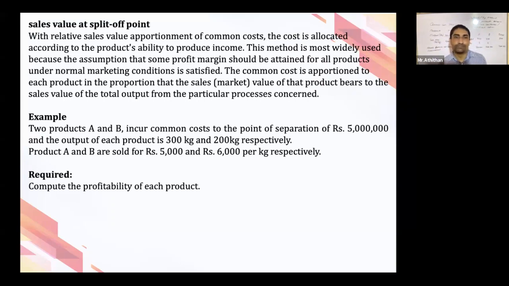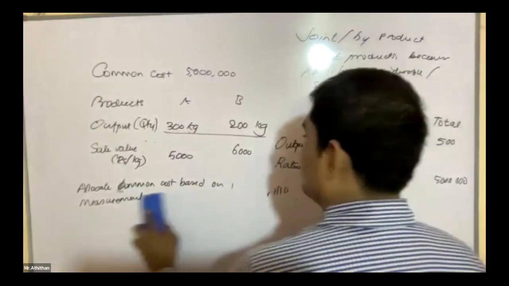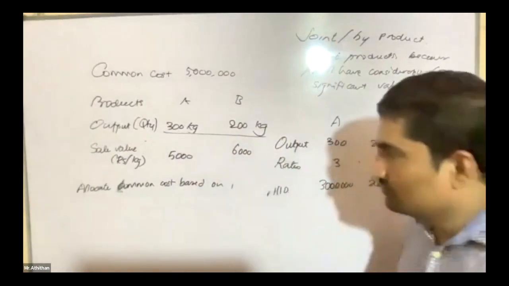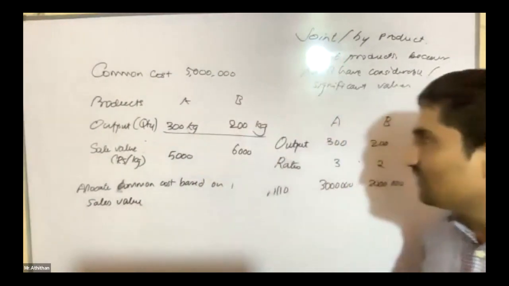Example: two products A and B have a common cost up to the point of separation of rupees 5 million. The output of each is 300 kilograms and 200 kilograms respectively. Products A and B are sold for rupees 5,000 and rupees 6,000 per kilogram respectively. Compute the profitability of each product based on sales value at split off point. Right. Sales value method and so on.